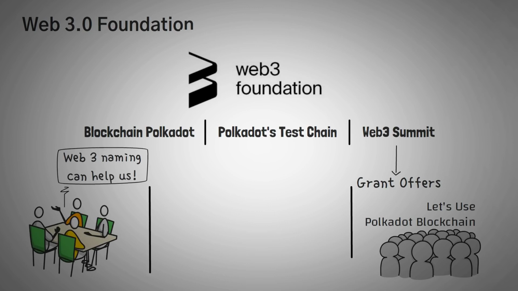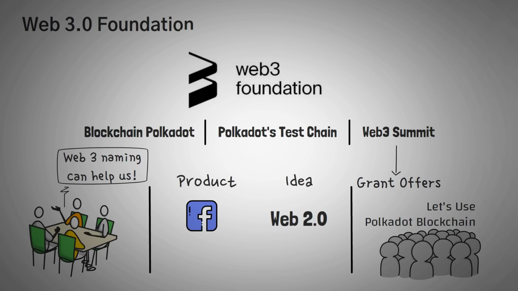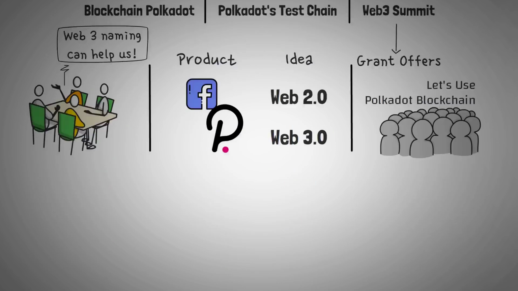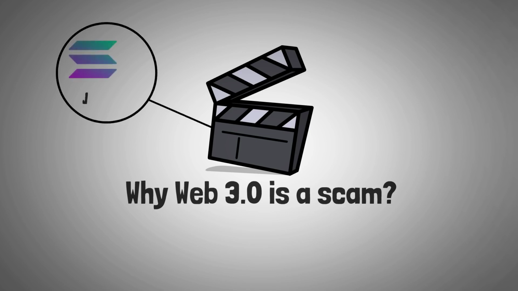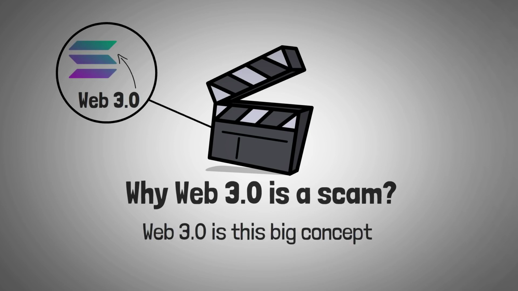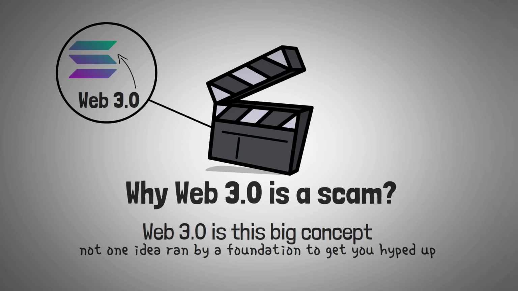To give you an understanding of what I mean by this, it would be like the company Facebook buying a foundation for Web 2.0 and saying they are the ones who initiated it. Facebook is a company, while Web 2.0 is an idea. The same way that Polkadot is a blockchain and Web 3.0 is an idea. One doesn't own the other. I actually also watched another very interesting video called Why Web 3.0 is a Scam, where Trader University talks about how Solana is also taking advantage of the novelty of Web 3.0. I just want you guys to understand that Web 3.0 is a big concept that is a bunch of little ideas. Not one idea run by a foundation to get you hyped up for the next step of the internet, or to buy their token.